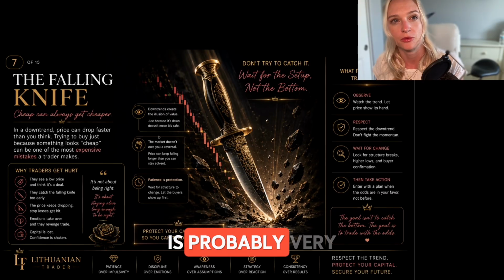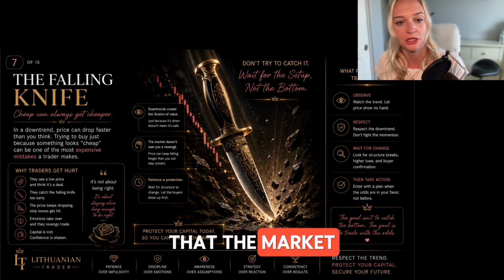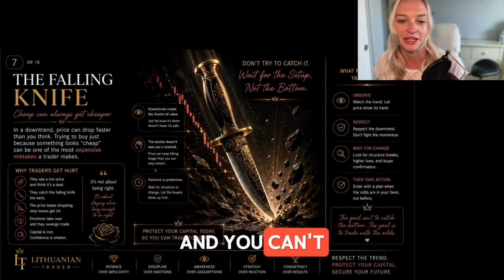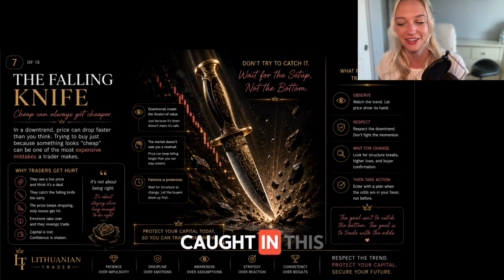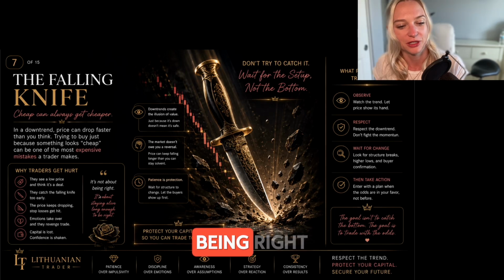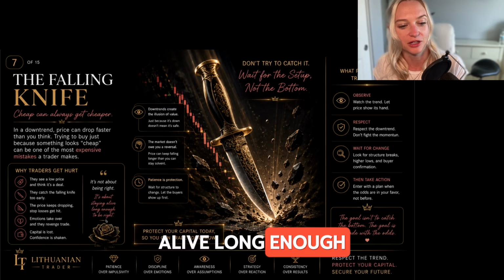And this one is probably very personal to me: the market doesn't owe you a reversal. Price can keep falling longer than you can stay solvent. I have been caught in this, definitely. It's not about being right. It's about staying alive long enough to be right.